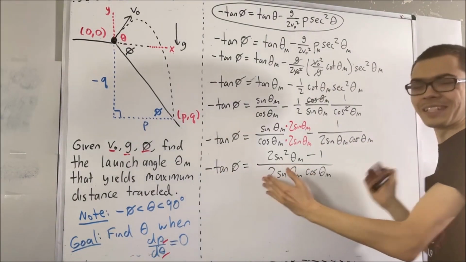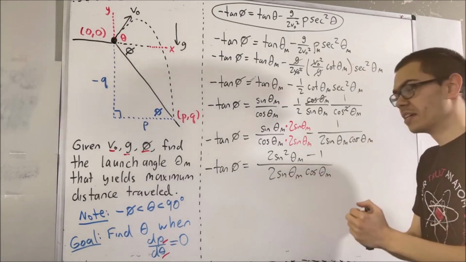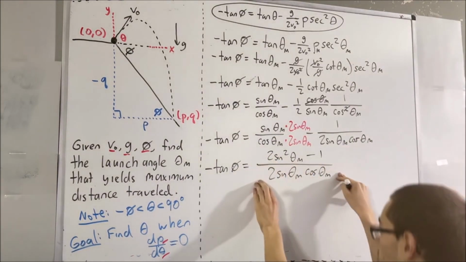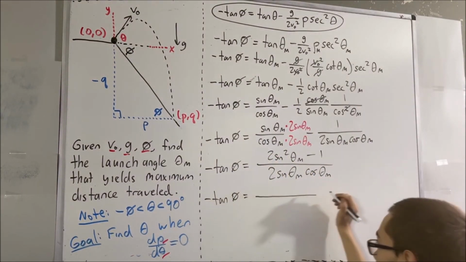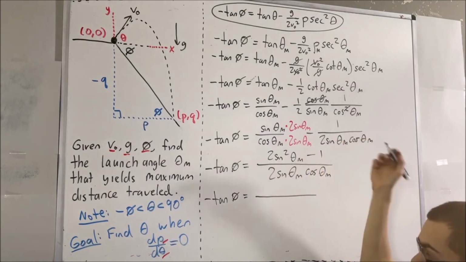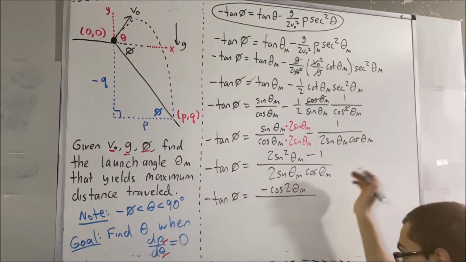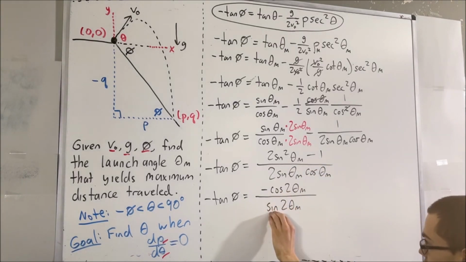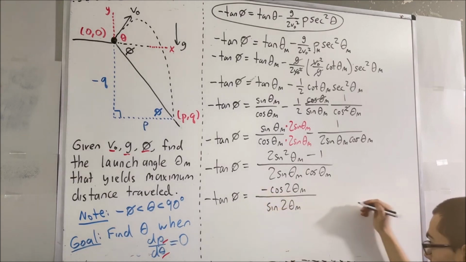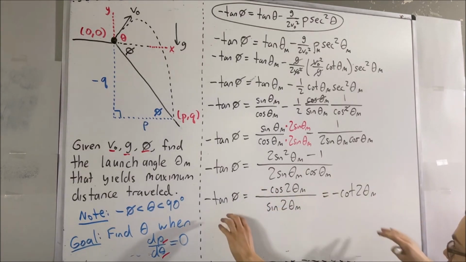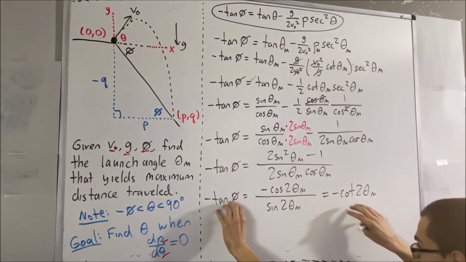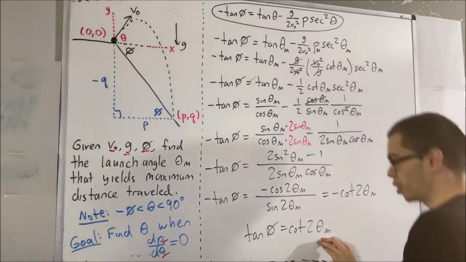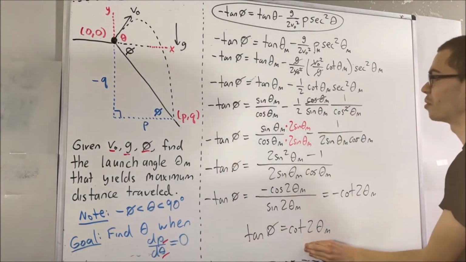But to some of you, it still looks a little complicated, but it turns out that the numerator and denominator are both trig identities that make this look way nicer. It turns out that the numerator is just negative cosine of 2 theta m, and the denominator is just sine of 2 theta m. And really, cosine over sine is just cotangent, so this is negative cotangent of 2 theta m. Notice we could divide negative 1 on both sides to get tangent of phi equals cotangent of 2 theta m. And so this is the equation we have now, which is a lot simpler than what we started with, right?